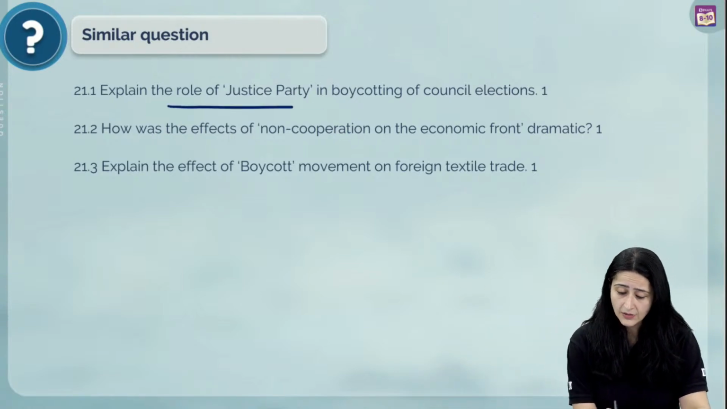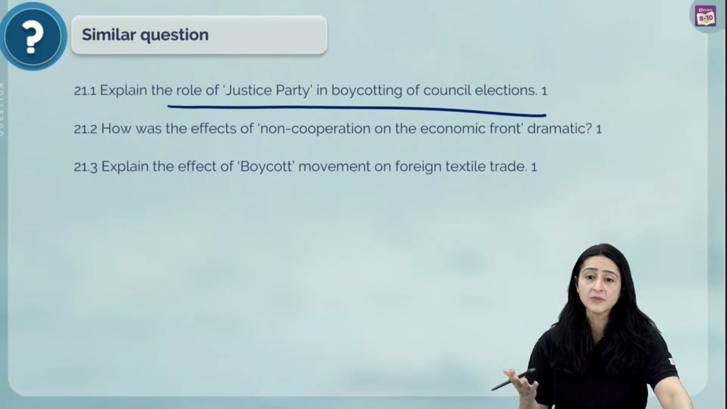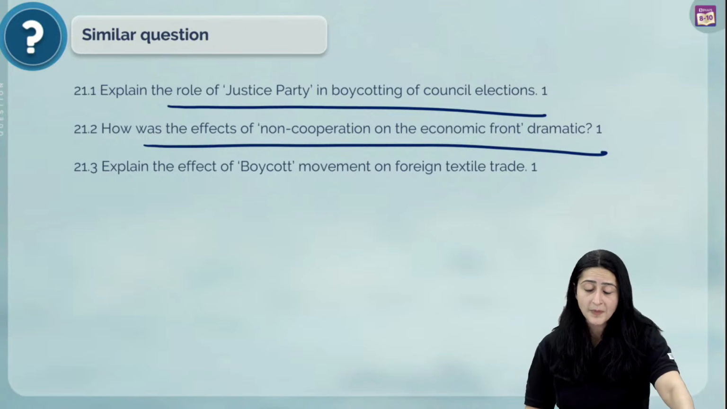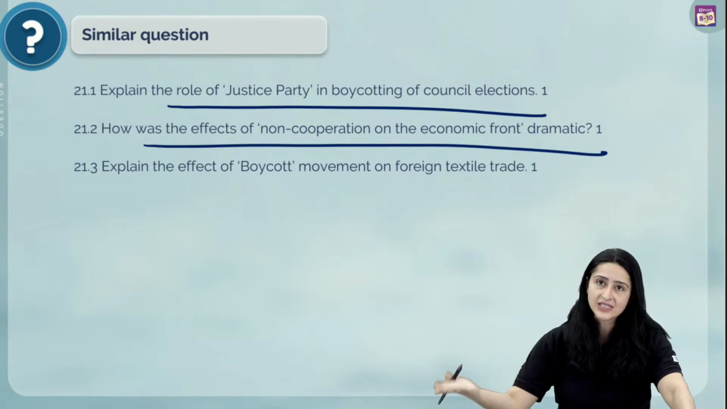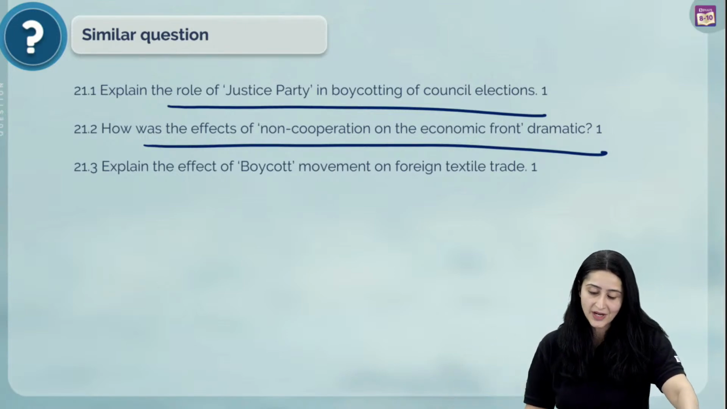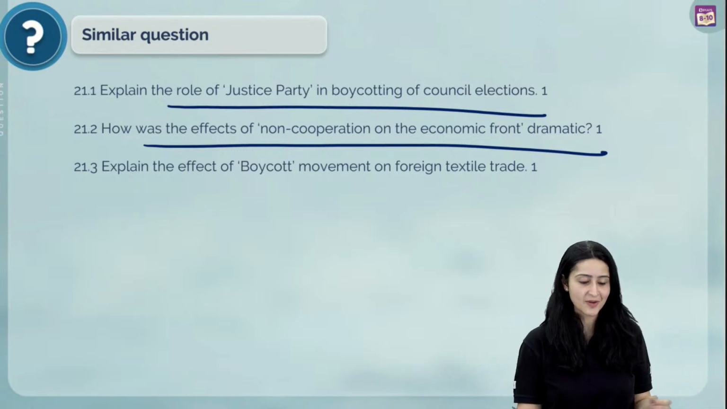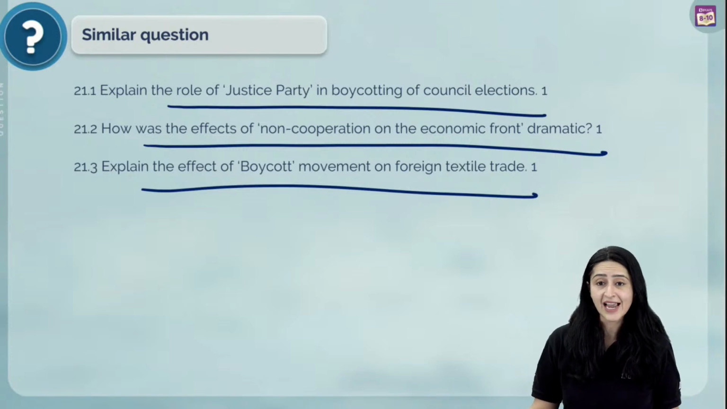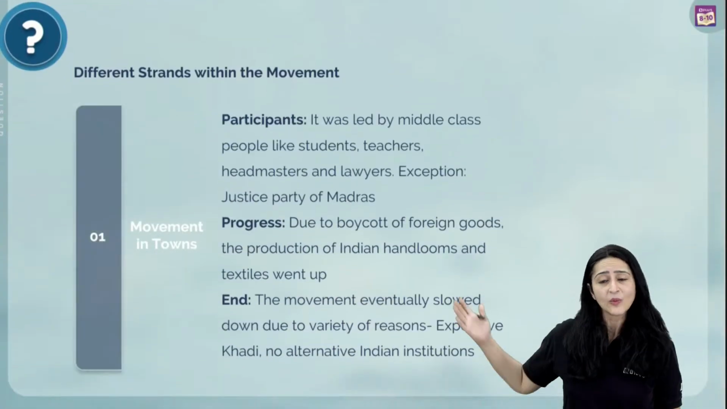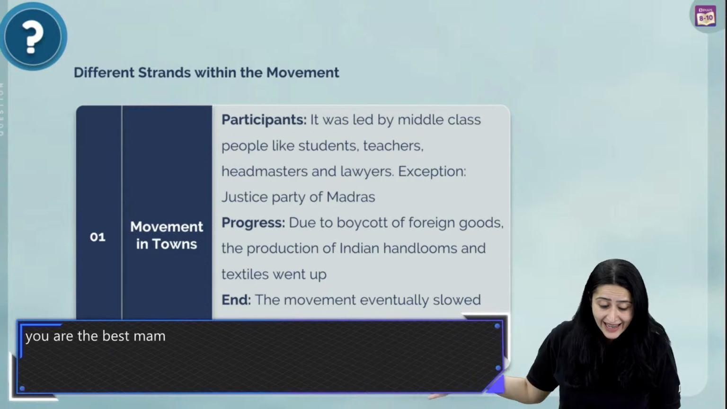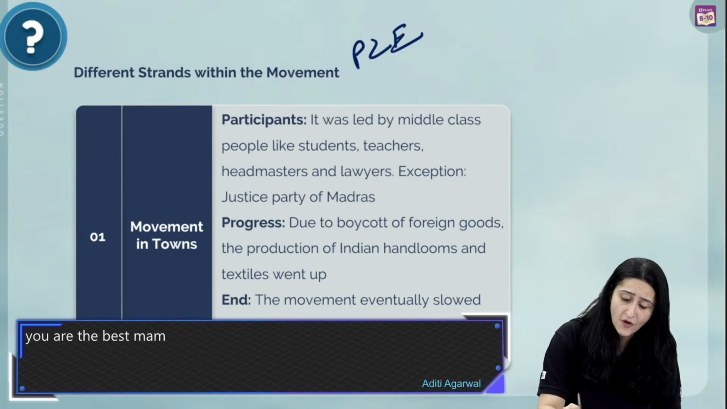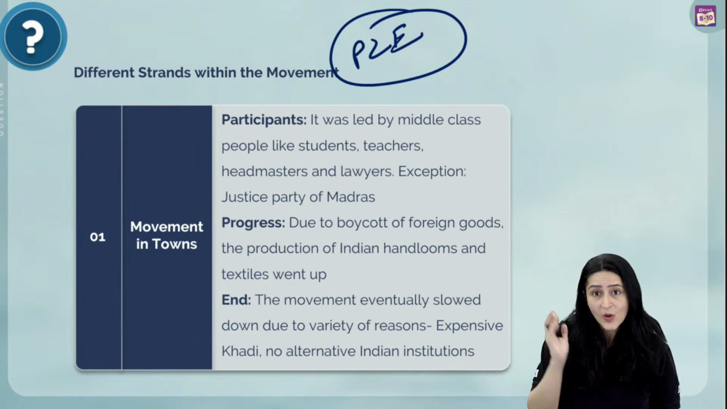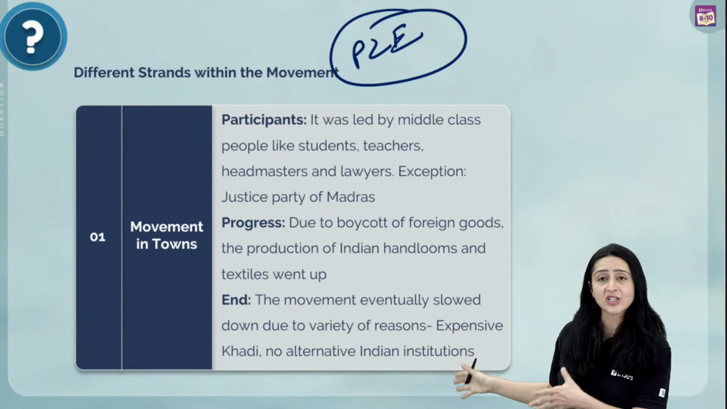Explain the role of the Justice Party in terms of boycotting council elections. How were the effects of non-cooperation on the economic front dramatic? Explain the effect of the boycott movement on foreign textile trade. Again, we have discussed all of this, right? Same P square E formula. Refer to this. All the questions that you have in this question have actually been covered over here.